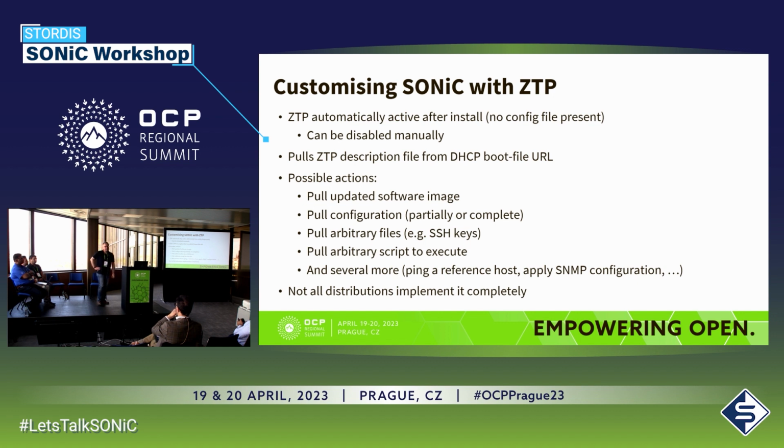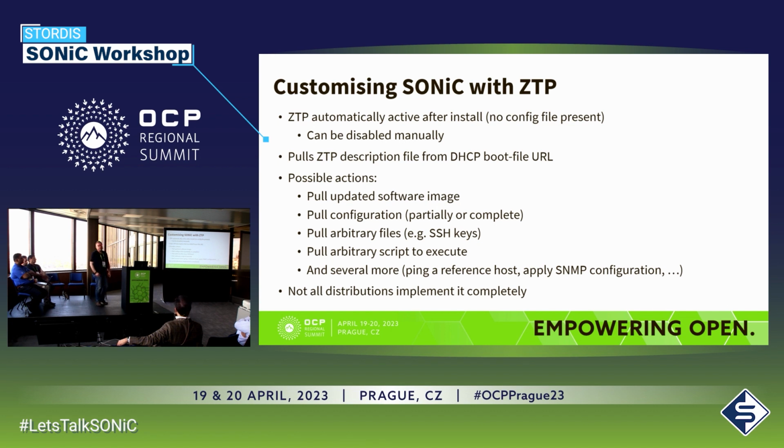This file will describe what the switch shall do. There are several options here. You can tell it to update its own software image. For example, since the switch has been sitting in storage, a new release might have come out, so you might direct it to install a new image. It can pull a configuration, which can be a partial configuration, just some base parameters, or a complete configuration if you can manage that. It can pull arbitrary files like SSH keys, which would be very popular if you plan to manage your switch with Ansible later on. And it can also pull a script that it should execute.